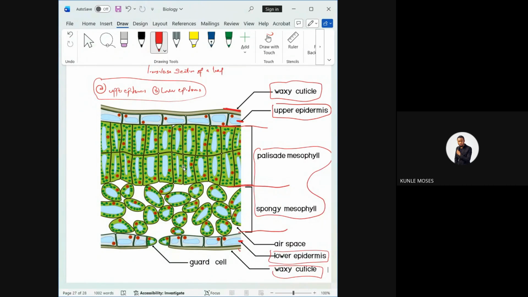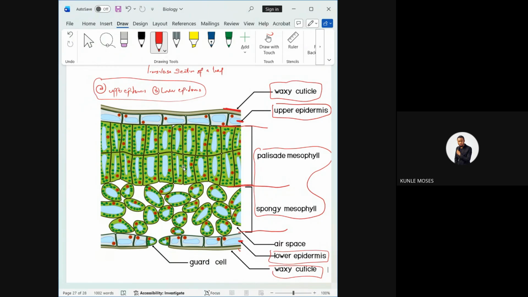The ones you will see before you enter. For example, if there's a house that has a gate, the first thing you enter is the gate. If you don't enter the gate, you can't enter the house. So the gate is acting like an external structure. After the gate, you enter into the compound. From the compound, you open the door. The door is still an external structure. But the moment you open the door, everything is internal structure, starting from the sitting room to the bedroom and everything like that. So I'm trying to use that idea for you to understand the transverse section of a leaf.